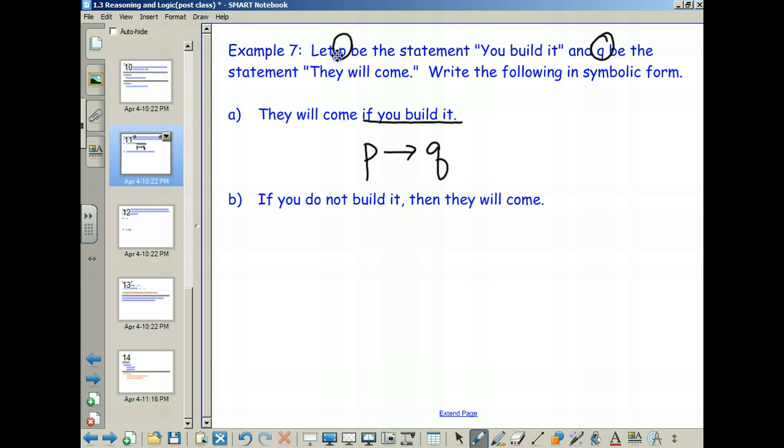If you do not build it, so here actually the if is at the beginning, so we're going to start at the beginning of the statement. If you do not build it, well, what symbol would that be? A little squiggly, tilde P, right? If you do not build it. And then we always have an arrow for the if-then conditional. And then they will come is still Q.